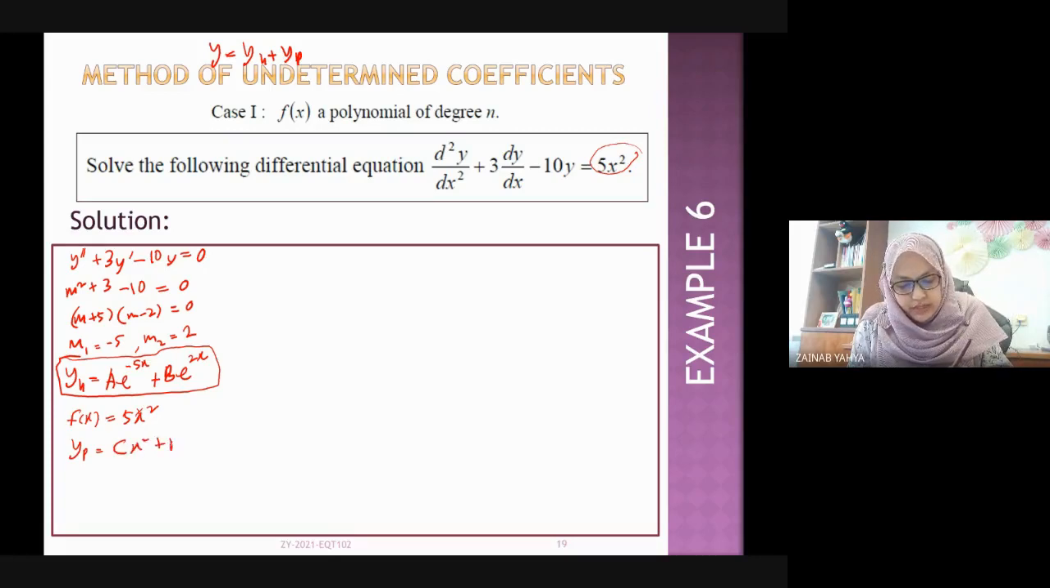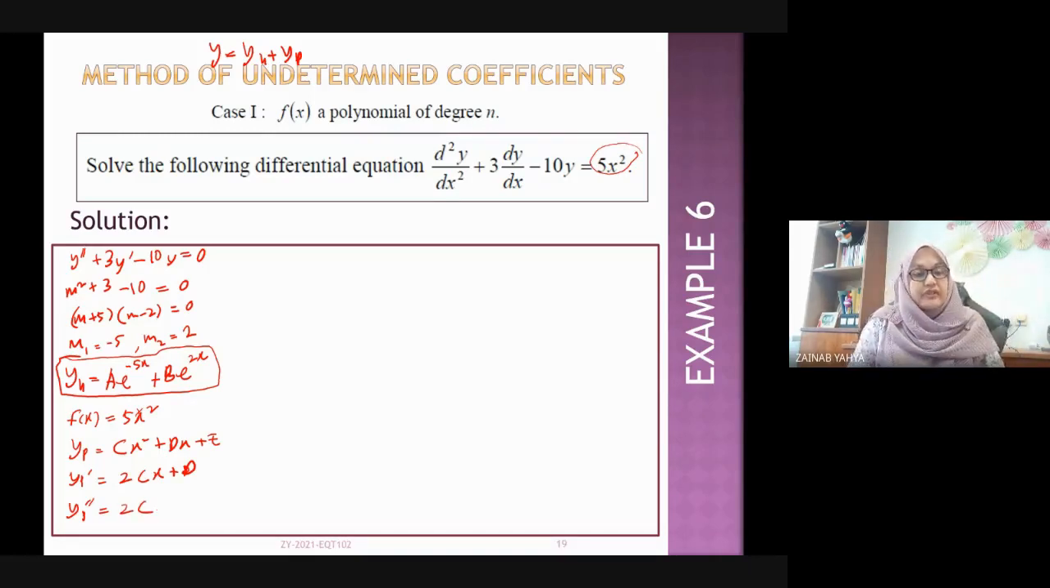Cx squared plus dx plus e. So this is your yp. Remember the next step is to differentiate: yp prime, yp double prime. Differentiating gives 2cx plus d with respect to x, and then 2c.